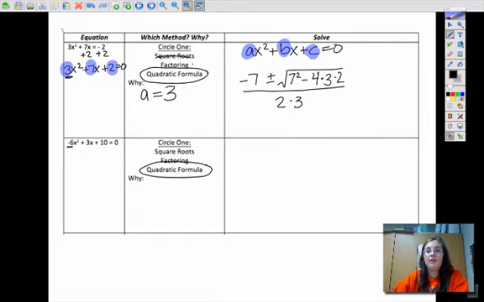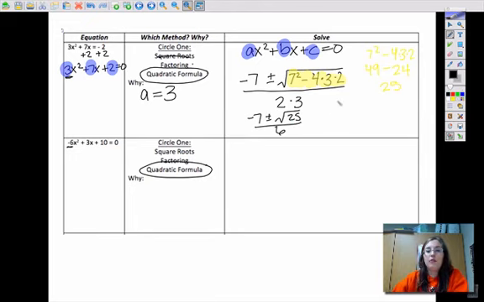All right? Let's work on the part underneath the square root sign first. So I'm going to think about doing 7 squared minus 4 times 3 times 2. That gives me 49 minus 4 times 3 is 12, times 2 is 24. So that means 49 minus 24, that's 25. Okay? So what I can do is think about this as negative 7 plus or minus the square root of 25, divided by 6, because 2 times 3 is 6.